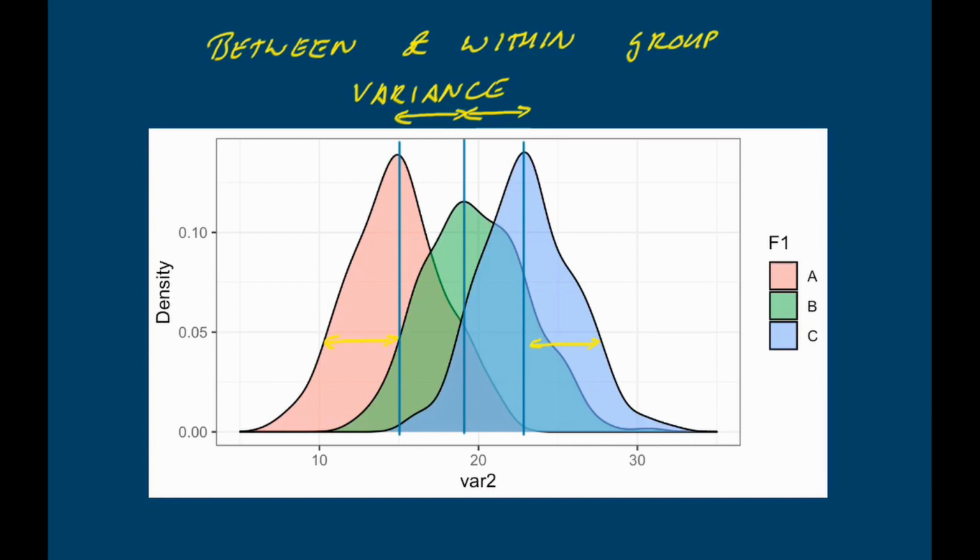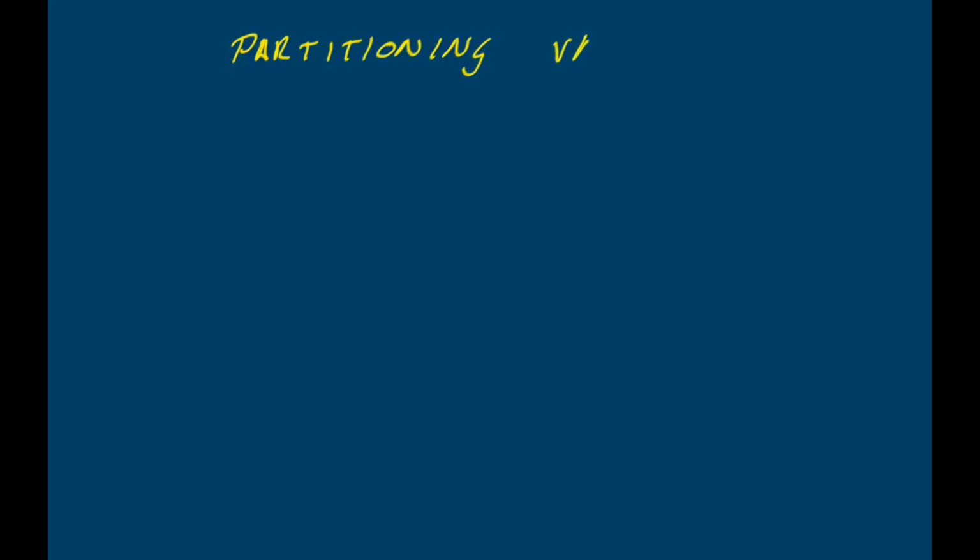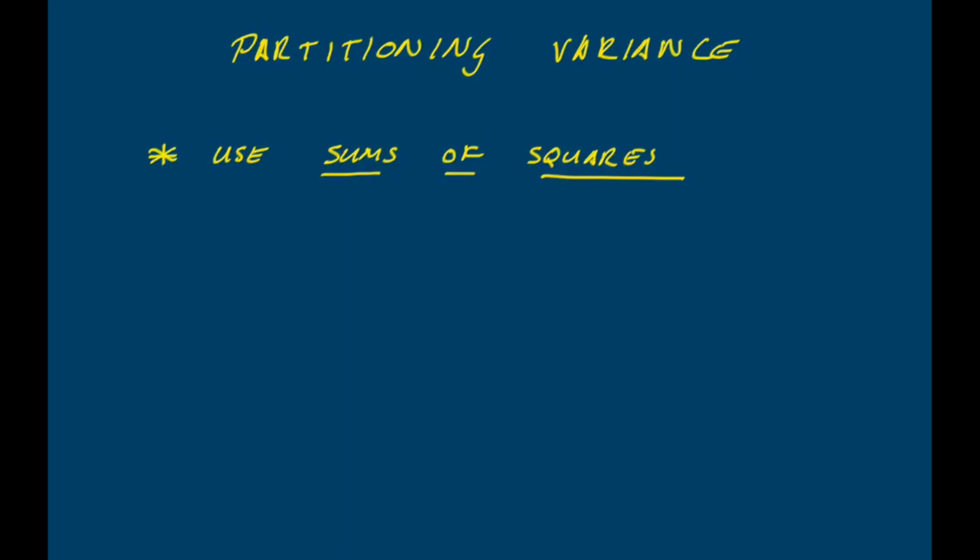That contributes a part of the variance, and then the between group variance, otherwise known as the treatment or the factor variance, contributes the rest of the total variance of variable 2. Okay, how do we separate out the treatment variance from the error variance, or the between group variance from the within group variance? Well, we don't actually calculate variances immediately.